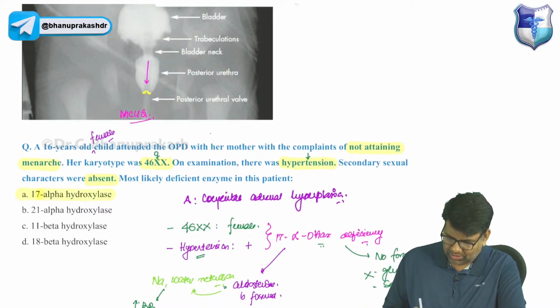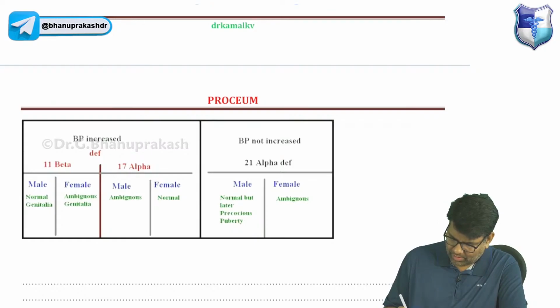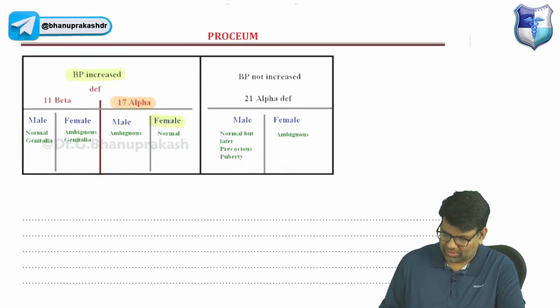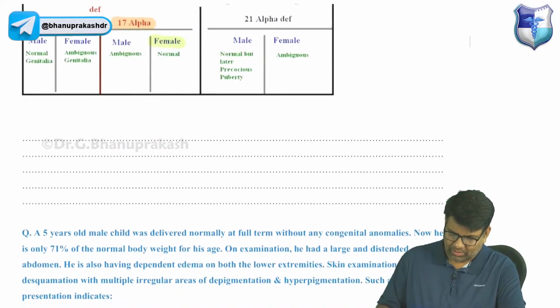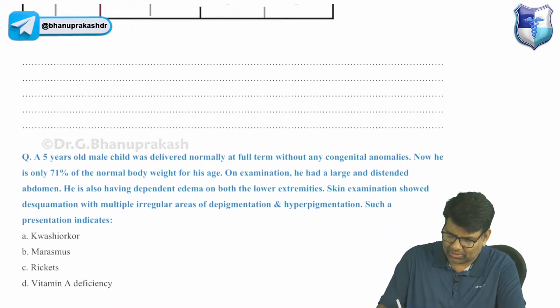So don't think too much. This is the summary: female, BP high, female, go for 17 alpha hydroxylase deficiency. This is the simple thing. That way you will never be wrong. Now going to the next question.